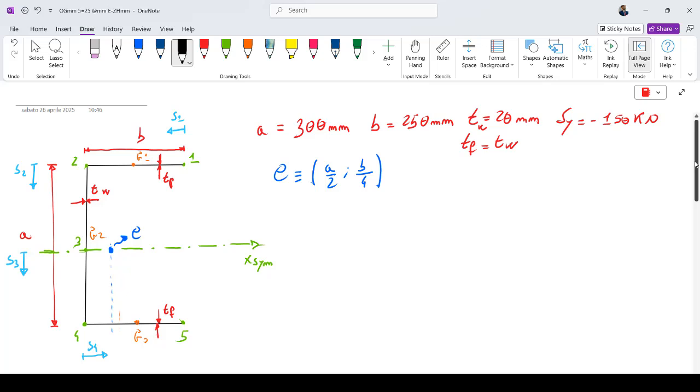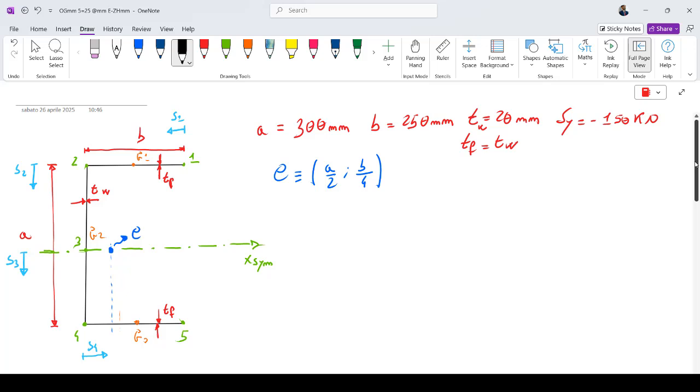Welcome everybody. Today we're dealing with the exercise of a C-shape beam. The scope of this video is to demonstrate the formula explained in the previous lectures and to calculate the shear flows around this section.